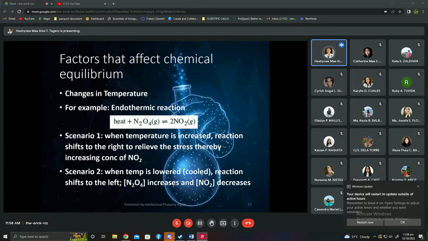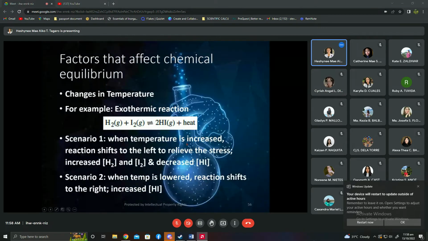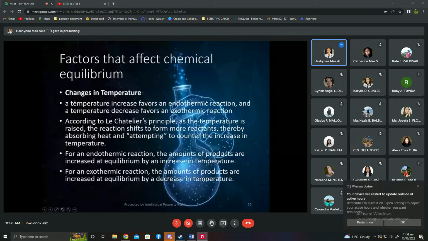Okay? So, dumdumon nyo ini. Temperature increase favors endothermic. Temperature decrease favors exothermic. Endothermic reaction, amounts of products are increased by an increase in temperature. For exothermic, amounts of products are increased by a decrease in temperature.